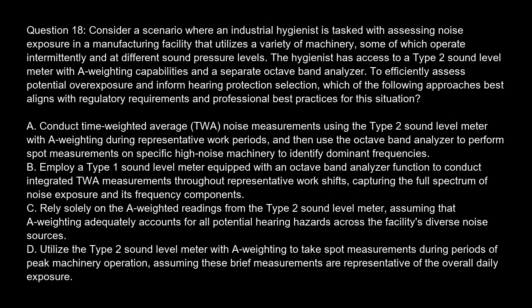Option C. Rely solely on the A-weighted readings from the Type 2 sound level meter, assuming that weighting adequately accounts for all potential hearing hazards across the facility's diverse noise sources. Option D. Utilize the Type 2 sound level meter with A weighting to take spot measurements during periods of peak machinery operation, assuming these brief measurements are representative of the overall daily exposure.